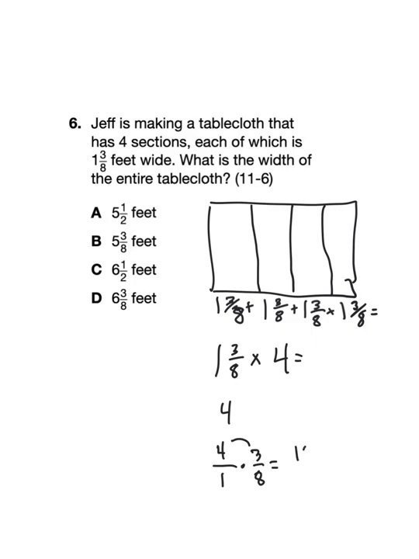4 times 3 is 12. We just multiply our numerators. Then we're going to multiply our denominators. 1 times 8 is 8. That gives us 12/8, which we can simplify to 8/8 or 1 whole plus 4/8 or 1/2. That gives us a mixed number value of 1 and 1/2.